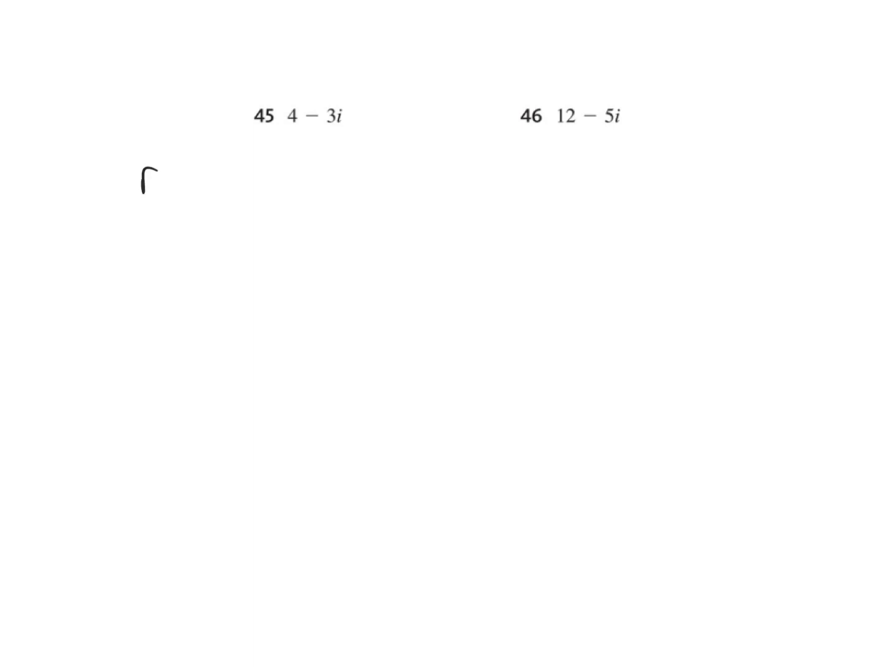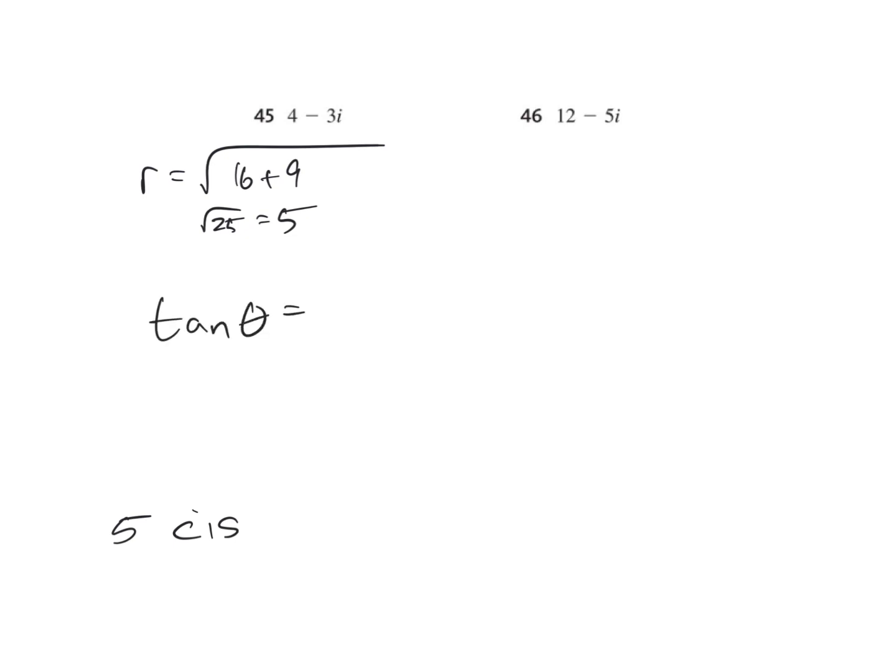Same thing again. 16 plus 9, that's 25. So that's 5 cis arctangent. Tangent of theta is equal to -3 over 4. So arctangent of -3 divided by 4. Where are we? X is -3, Y is +4. We're in the second quadrant. So arctangent of -3/4 gives you -36.8 degrees. All right, so you're 180 degrees in the other direction. So add 180 to it. You get 143 degrees.